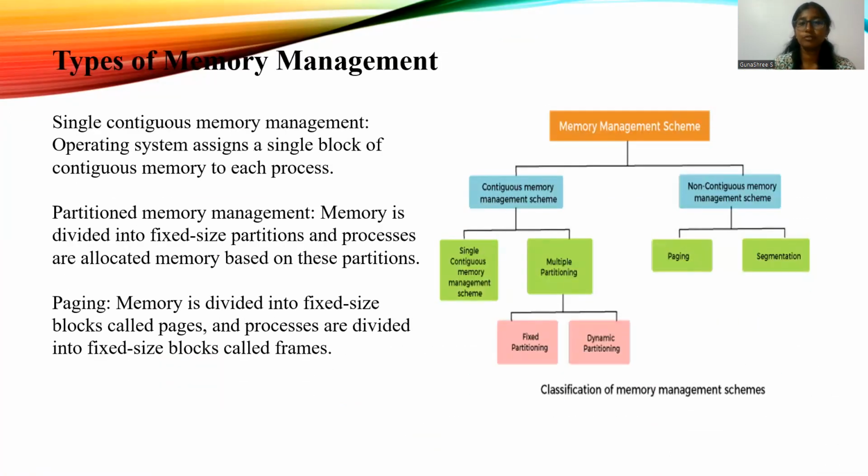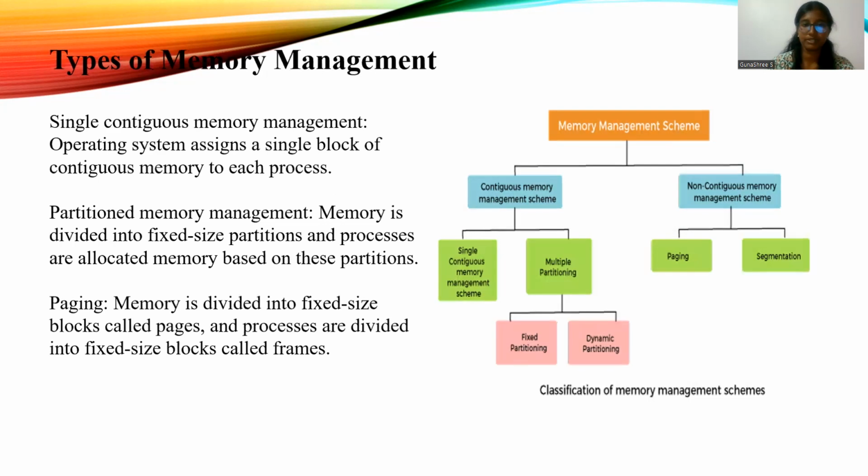Moving on to the types of memory management. It is divided into two types, that is the contiguous memory management scheme and the non-contiguous memory management scheme. Contiguous memory management assigns a single block of contiguous memory to each process. Partitioned memory management is the second type, in which the memory is divided into fixed size partitions and processes are allocated memory based on these partitions. In paging, memory is divided into fixed size blocks called frames, and processes are divided into fixed size blocks called pages.